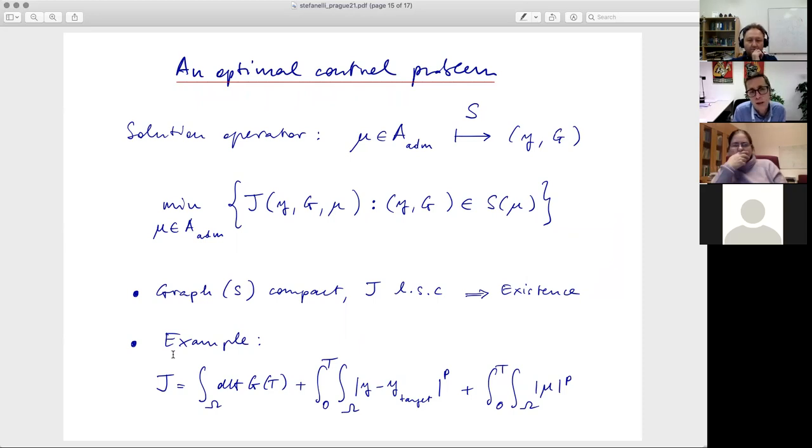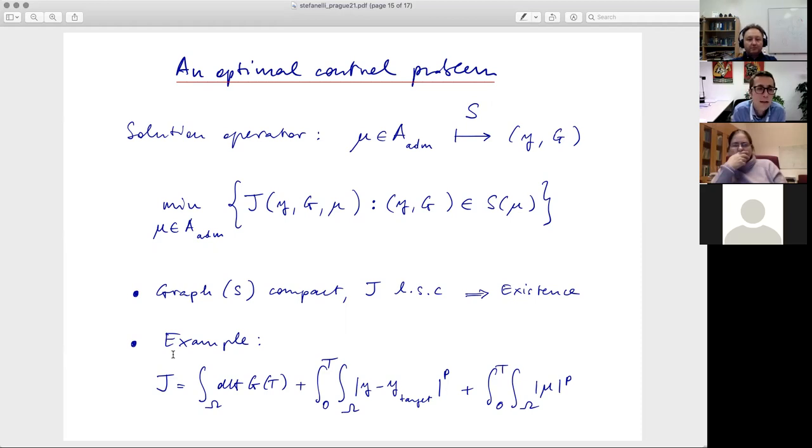So you have a solution operator. So for all mu's inside some class of admissible nutrient distributions, your solution operator S is giving you a y and a g. So to be fair, this solution operator is giving you more because we don't have uniqueness. So these pairs y and g can be many. So the solution operator S is actually multi-valued. And then you can look at this minimization problem. So maybe you want to minimize this quantity J of Y, G, and mu, under the constraint that the Y and the G are solutions given the nutrient mu.